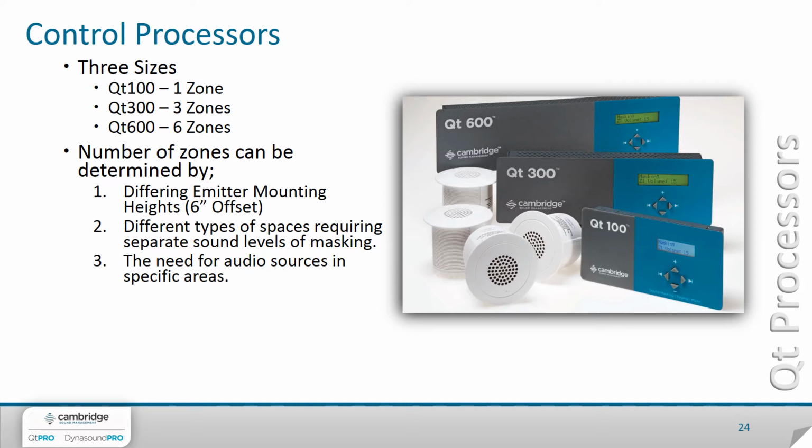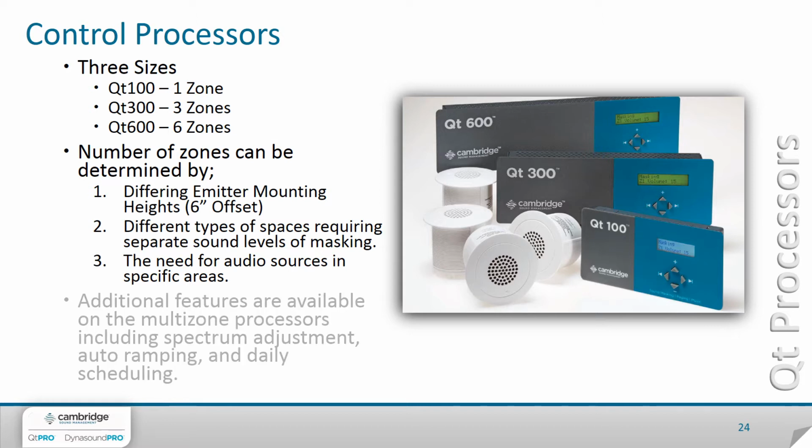And finally, it may be useful to provide paging or background music in explicit areas of the facility. When music is only required in an elevator lobby, for example, separating this area into a unique zone allows for the capability in this specific area without sending that audio signal to the rest of the facility.